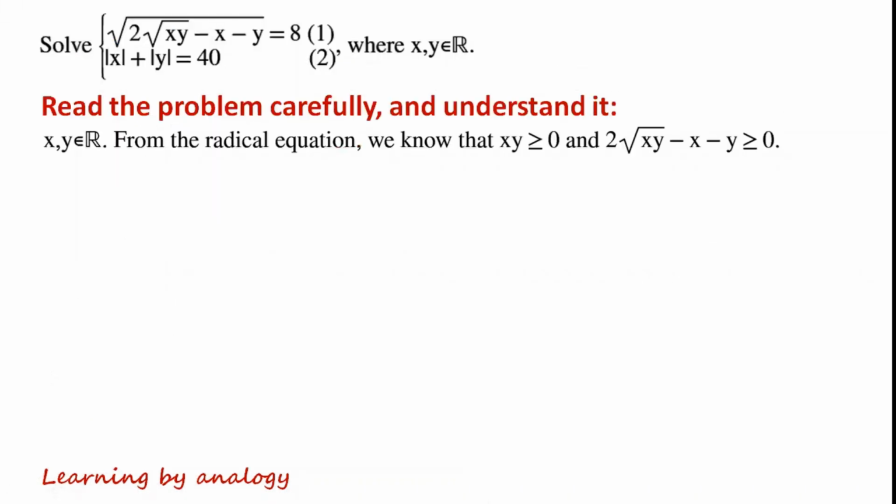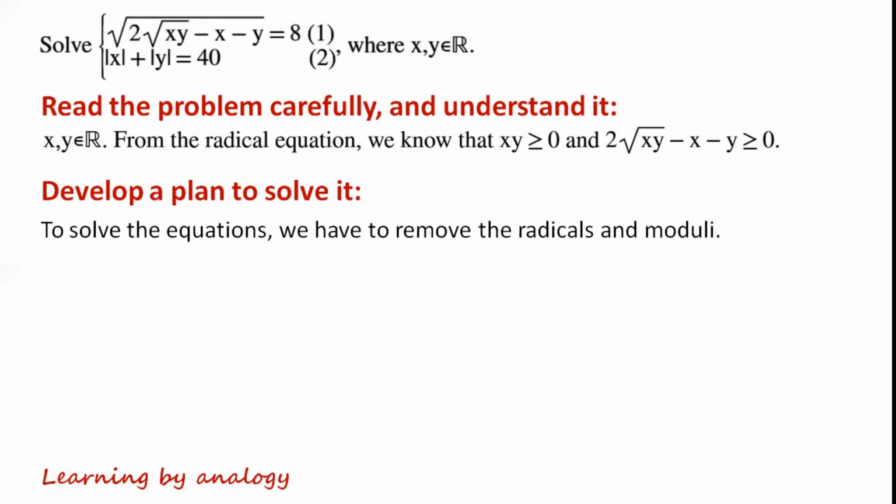x, y are real numbers. From the radical equation, we know that xy is greater than or equal to 0 and 2 times root xy minus x minus y is greater than or equal to 0. To solve the equations, we have to remove the radicals and moduli.